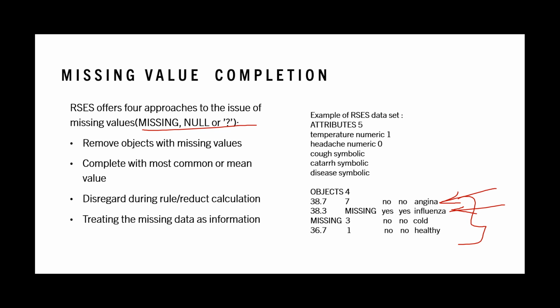So the first approach of RSES says that we could just remove this complete object from evaluation, or the second approach says that we replace or complete the missing data with the mean or the most common value. The third approach says that we could disregard this object during the reduct or the rule calculation. And the fourth approach says that we could treat this missing value as valid information, as we treat 7, 3, or 1.